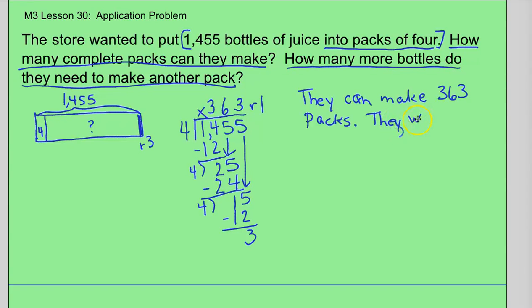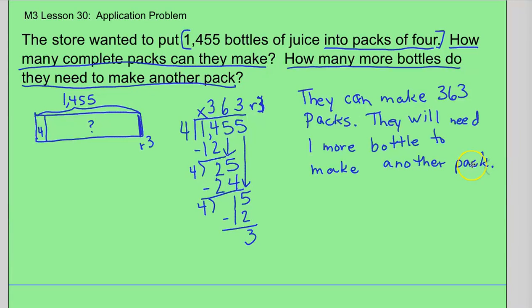They will need, since my remainder is, I did this wrong again. This is a 3. Sorry, guys. They will need 1 more bottle to make another pack. That answers my question. How'd you do?